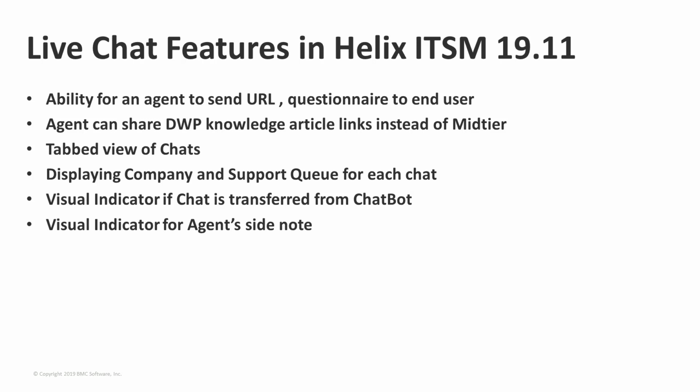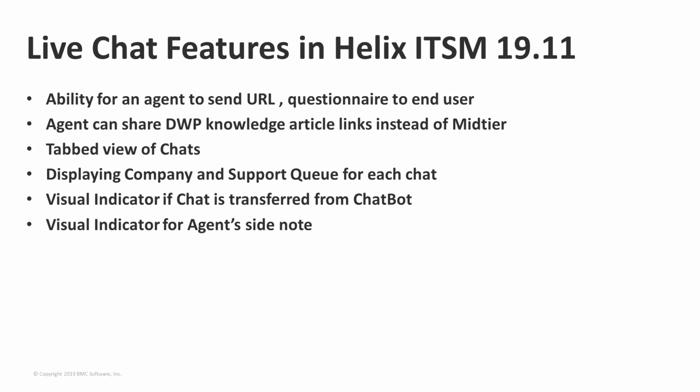One thing I talked about is that we allow you to share a knowledge article. An agent can share the knowledge article. In 1908, when the link was shared with the end user, it was a Midtier-based link, so when the end user clicked it, the knowledge article would show up in Midtier. But in 1911, should you have a DWP and have configured the system, an agent is able to share a DWP-based knowledge article link.